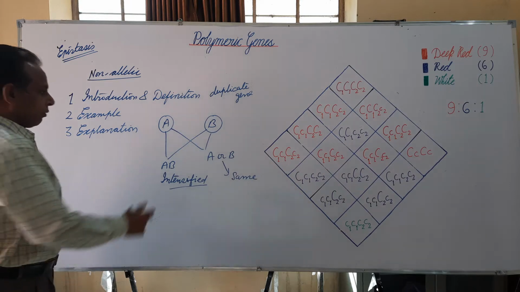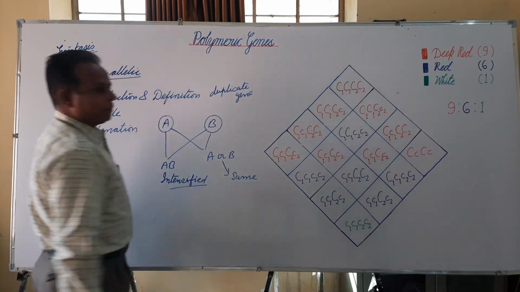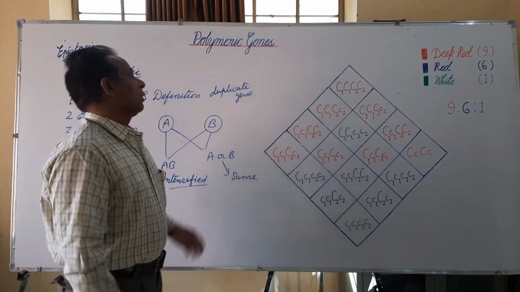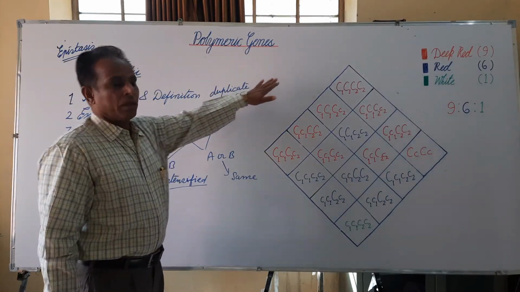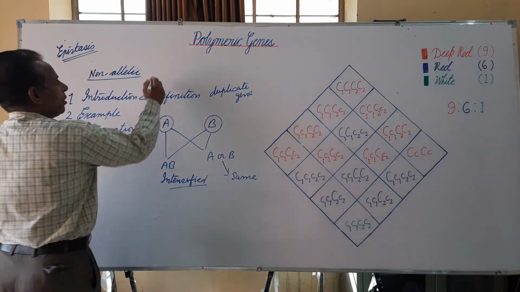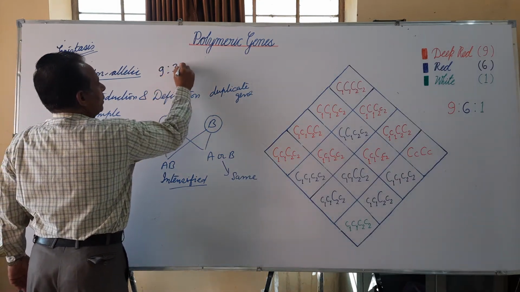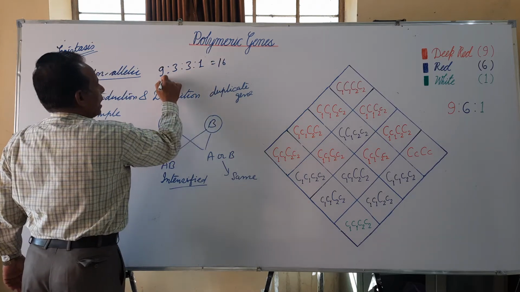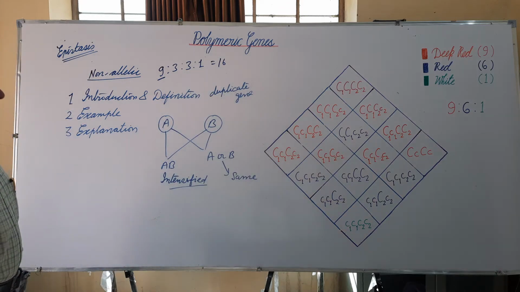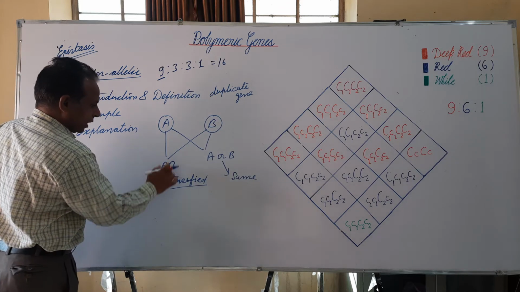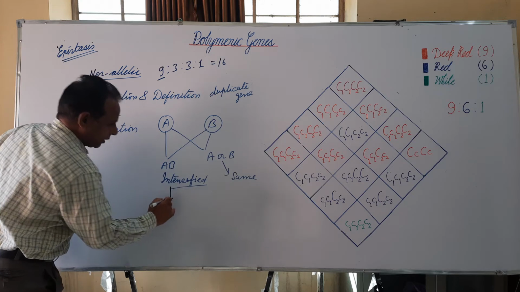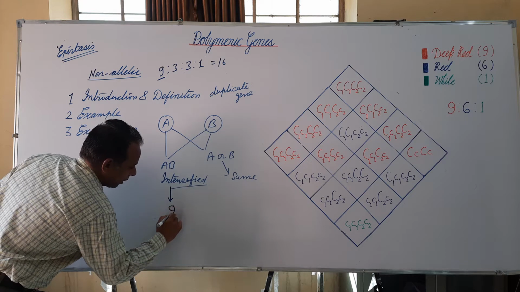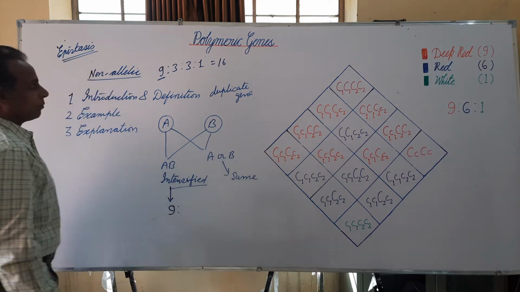genes. From this discussion, we can estimate the phenotypic ratio in the F2 generation of polymeric gene interaction. We know the typical Mendelian ratio is 9:3:1. Out of the 16, this 9 represents the presence of both the dominant genes. Both dominant genes are present with intensified phenotypic effect, so they are 9 out of 16.